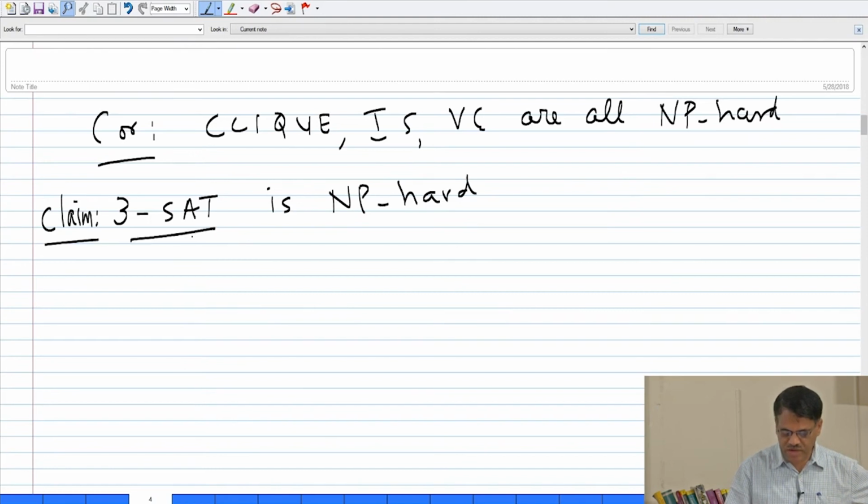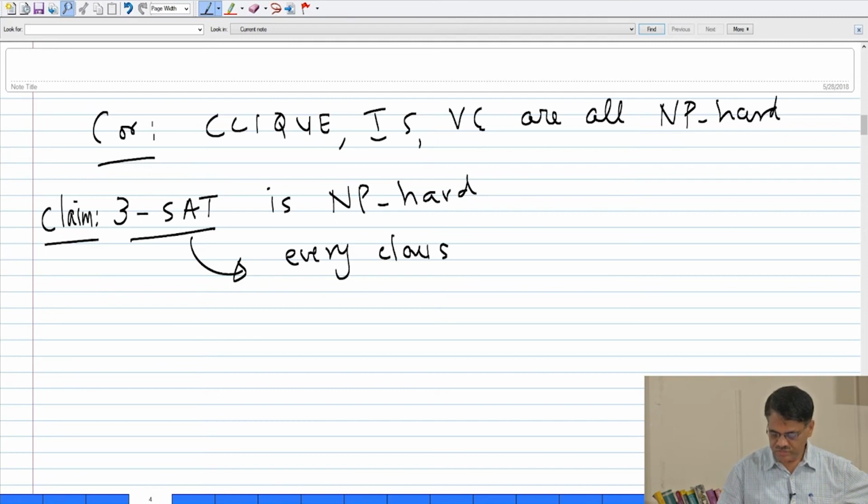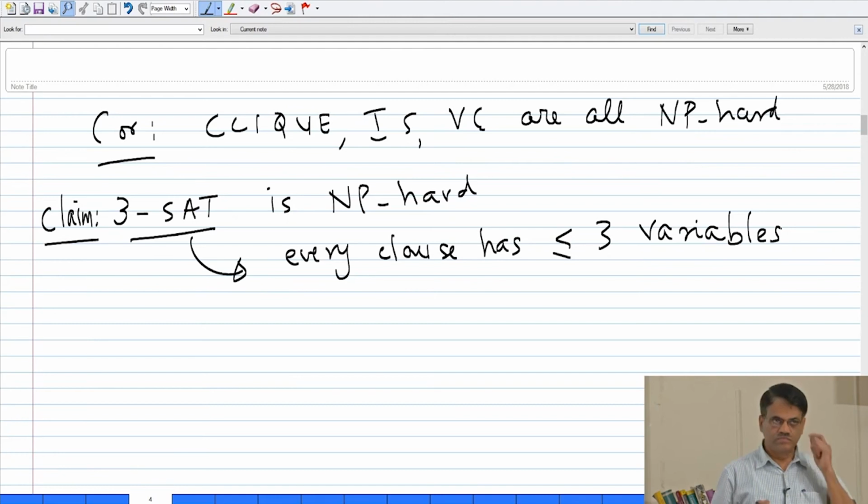So, what is the 3 SAT problem? Every clause has at most 3 variables. Okay. Now, we know that the general SAT is NP hard. I said this is a consequence of Cook's theorem, right?